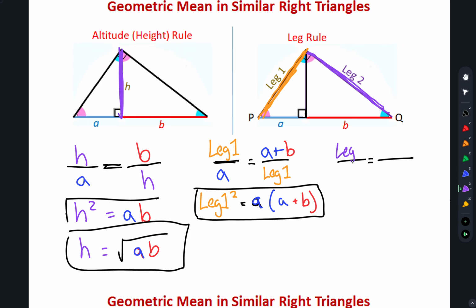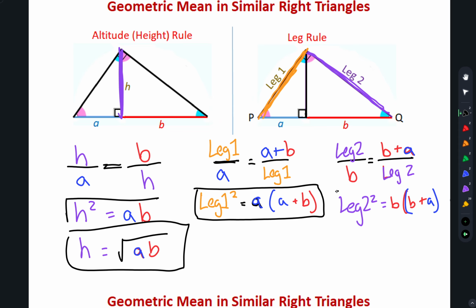Leg 2 is the long leg of my large triangle, and the long leg of my other triangle, of my medium triangle, is B. And then leg 2 is the hypotenuse of my medium triangle, and B plus A is the hypotenuse of my large triangle. So cross multiply, leg 2 squared equals B times B plus A.